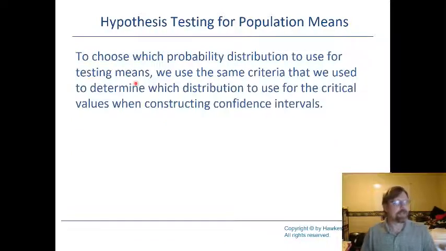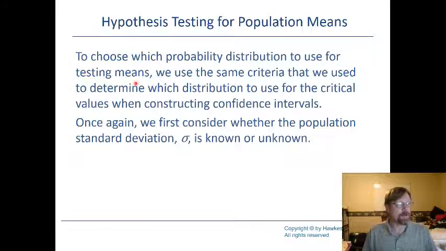As I mentioned last time, for choosing the distribution we're using the exact same criteria that we used to determine the correct distribution for confidence intervals. You use the same critical values. Again, we're going to start with knowing the population standard deviation. It's a simple instance.